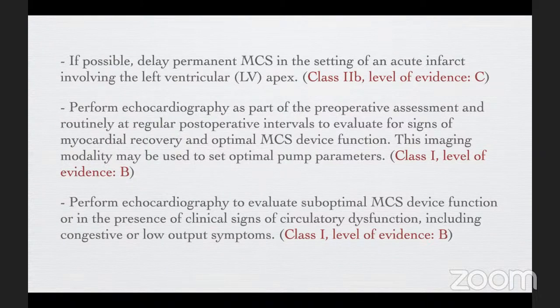In addition, perform echo to evaluate suboptimal mechanical circulatory support device function or in the presence of clinical signs of circulatory dysfunction, including congestive or low output symptoms, and it's also class 1. Okay.